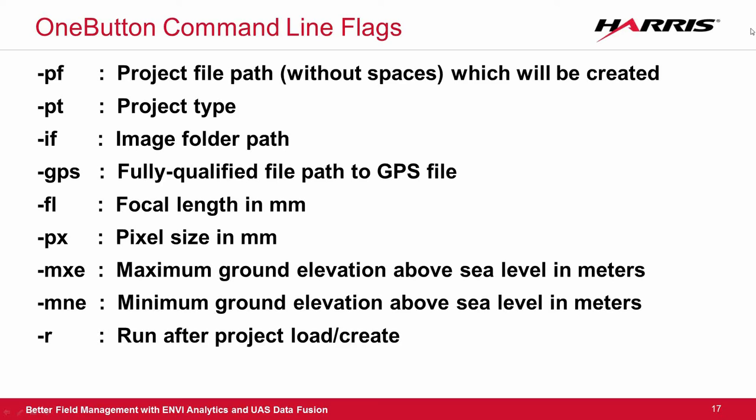We obviously need to know where the images are, so we need to give it the folder path, and we need a GPS file, which includes the image names and the X, Y, and Z coordinates. If you also have rotation angles, then feel free to add that in, but it's not necessary. We also need some basic information about the sensor, the focal length, and the pixel size. And we do need some, again, estimated information about the ground elevation, the minimum and maximum. And then the final flag, obviously, you want to run OneButton after you create the project.